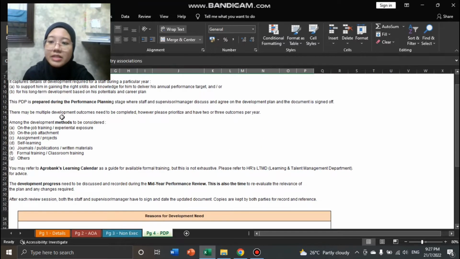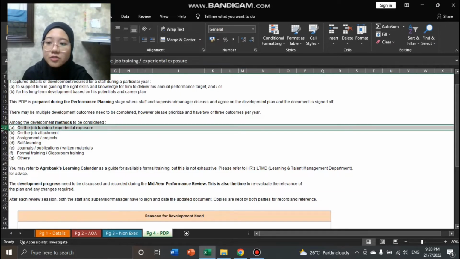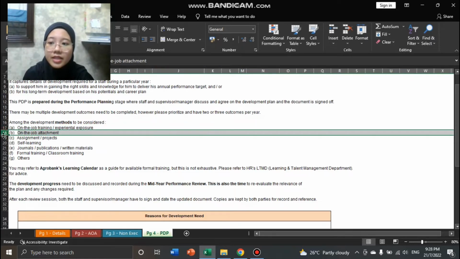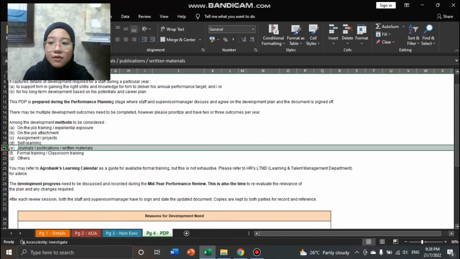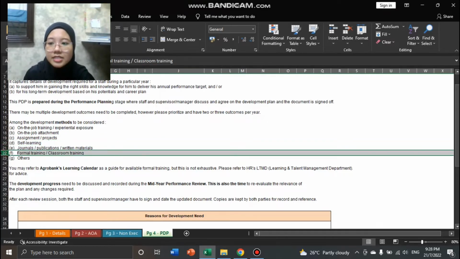There may be multiple development outcomes to be completed. However, please prioritize and have 2 or 3 outcomes per year. Among the development methods to be considered, there are 6 methods. Firstly, on-the-job training, experiential or exposure. Secondly, on-the-job attachment. Thirdly, assignments or project. Fourth, self-learning. Fifth, journals, publication, or written materials. And lastly, formal training or classroom training.